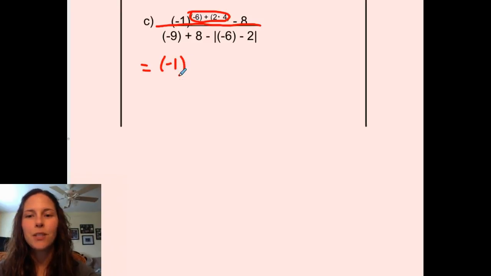Negative 6 plus 2 times 4. We need to multiply before we add. In the denominator, I have the absolute values as grouping symbols. I can also chunk this as a smaller problem as well. Negative 9 plus 8 is negative 1 minus, inside my absolute value, negative 6 minus 2 is negative 8.